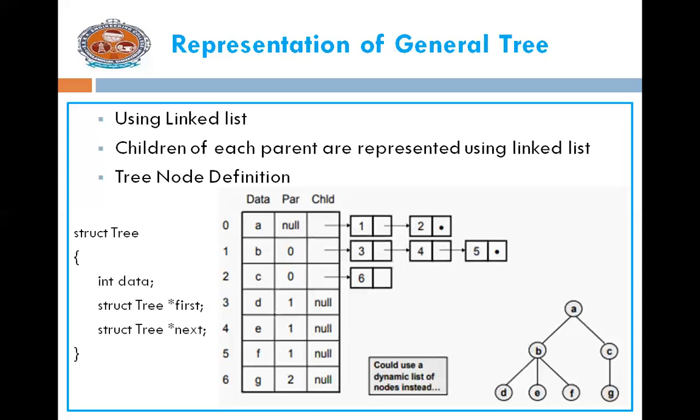For example, if you take this tree, how many nodes does it have in total? 7 nodes. Here A is the root, B and C are the children of A, D, E, F are children of B, and G is the child of C. You can give a numbering from 0, so we represent node A as 0. In this table, 0 is given for A, 1 for B, and 2 for C, like this. The numbers are given as 0, 1, 2, 3, 4, 5, 6.